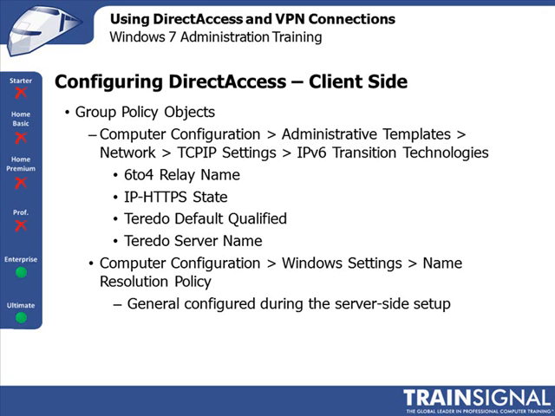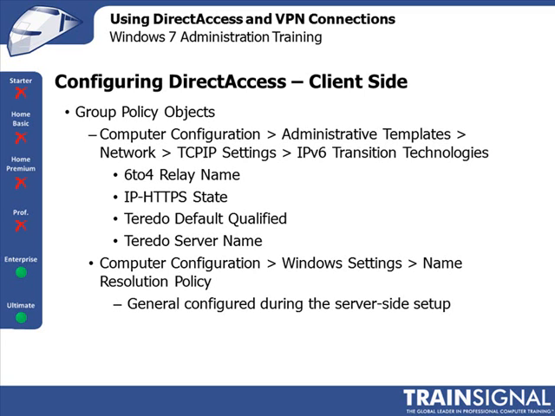The objects you see on your screen are 4 primary objects used to configure DirectAccess. The first one is the 6-to-4 relay name. The next is IP HTTPS state. Next, Teredo default qualified and Teredo server name. We'll be looking at all 4 of these in just a second.